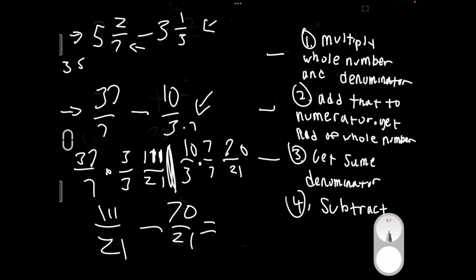Now for the answer. 111 minus 70 is 41. So the numerator of our answer is going to be 41. And we don't do anything with the denominator, so it's going to stay the same at 21. Therefore, our final answer is 41 over 21.